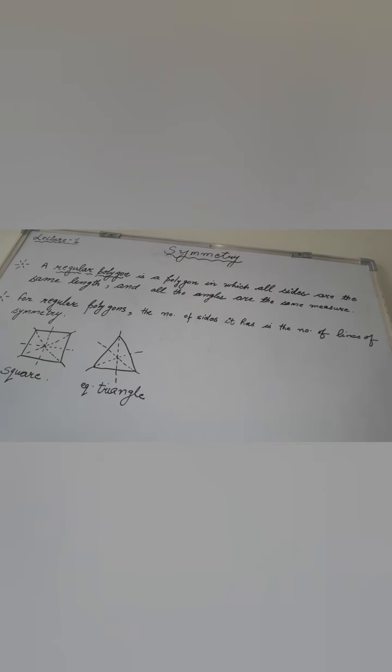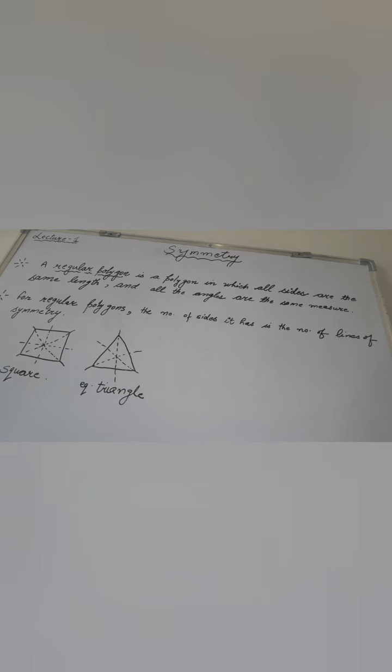Now, let us talk about the regular polygon. A regular polygon is a polygon in which all the sides are the same length and all the angles are the same measure. It means those having the same length and the same angles are called regular polygons. For example, a square and an equilateral triangle. Square means all four sides are equal, and equilateral triangle means the triangle having all sides of the same length. That is, if one length is 3 centimeters, the others are also 3 centimeters.